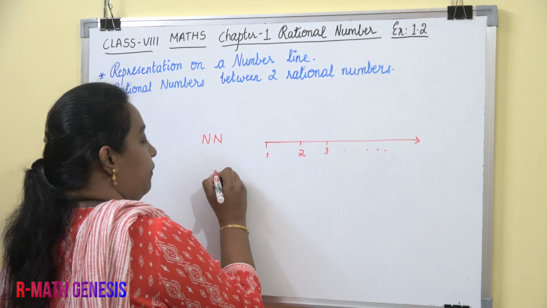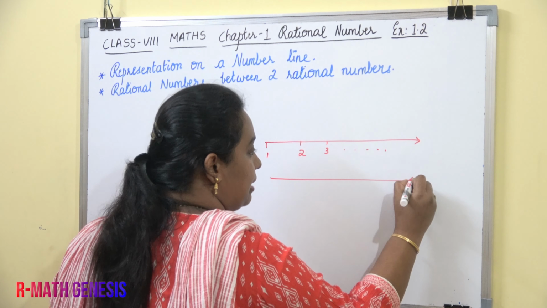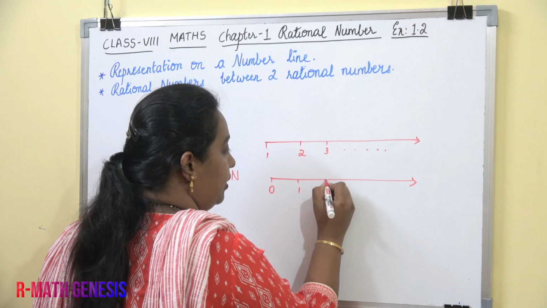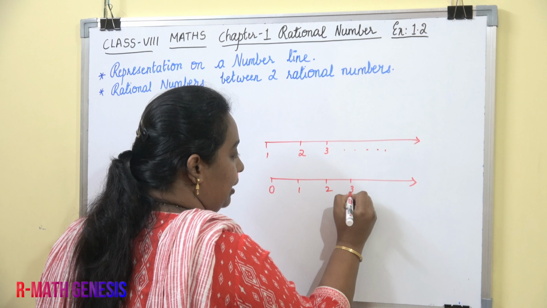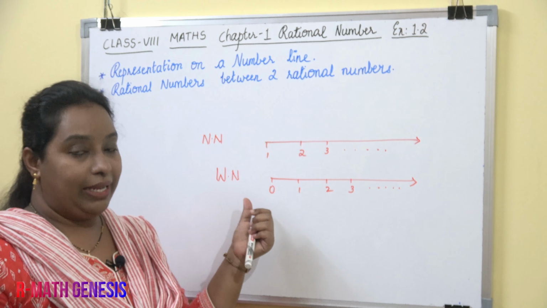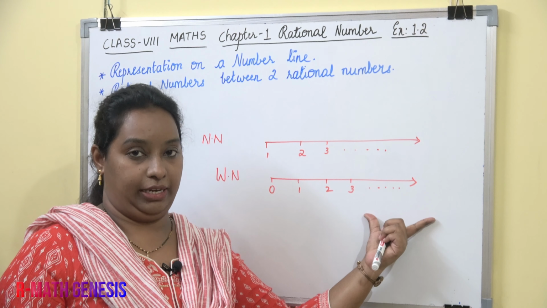Next, when we see the whole numbers, for whole numbers, the number line starts from 0: 0, 1, 2, 3 and so on. It means here also one side is fixed and the other side is infinite.